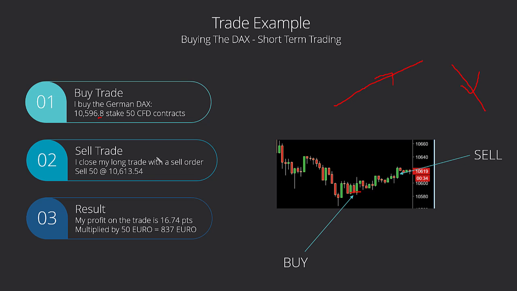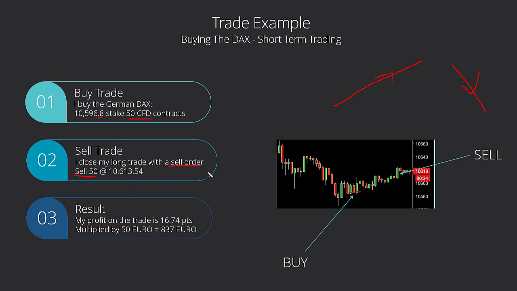So what do we do? The market moves up. We think, thanks very much, let's sell this now. A little scalp trade. We weren't looking for anything crazy on this one. We close the long trade, and to do that, we use a sell order. A sell order is going to sell those 50 CFDs that we bought earlier at 10,596.8.